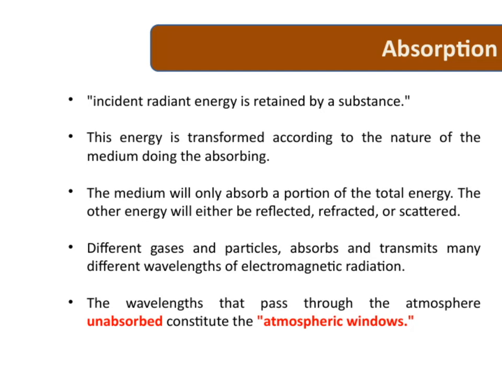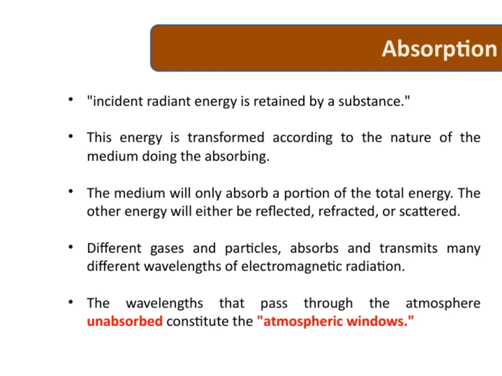When incident radiant energy encounters a substance, it can be absorbed, meaning the energy is retained by that material. This absorption isn't just a simple process. It depends on the nature of the medium doing the absorbing. Different materials will absorb energy differently, transforming it based on their unique properties. However, it's important to remember that the medium won't absorb all of the energy that hits it. Some of that energy will be reflected back, some will bend or change direction through refraction, and others will scatter in various directions. This interplay determines how much energy gets absorbed versus how much gets reflected or transmitted.